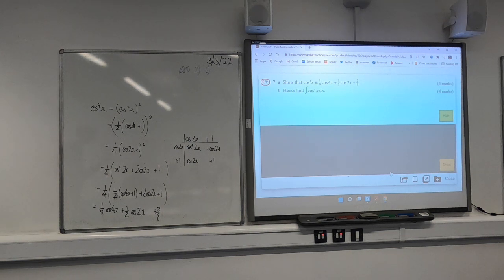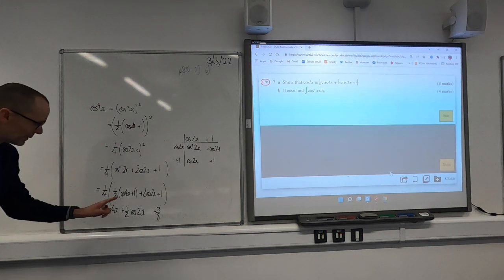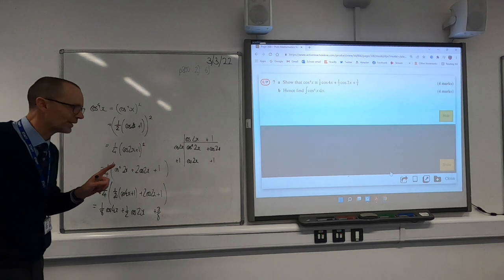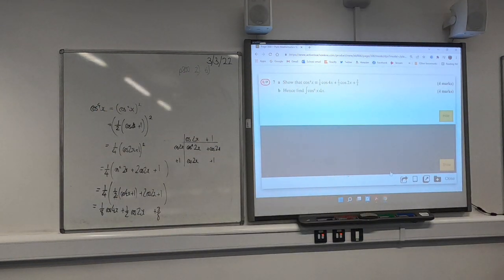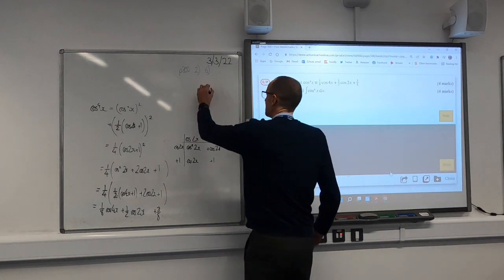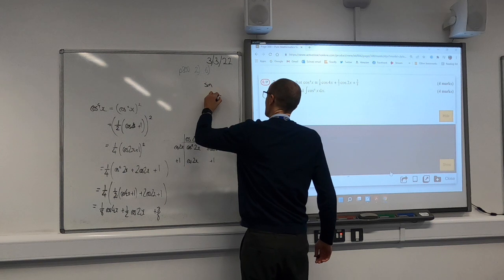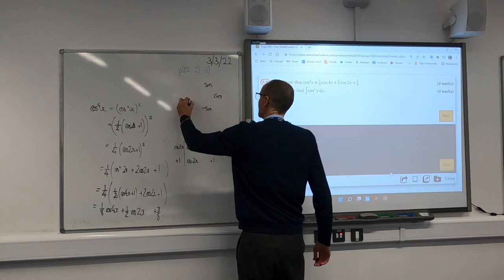Go on. See if you can now integrate it. So I know how to integrate cos 4x. I know how to integrate cos 2x. I know how to integrate 3/8. Just like integrating 1 becomes x, 3/8 is going to become 3/8 x. So this is just the circle in reverse.